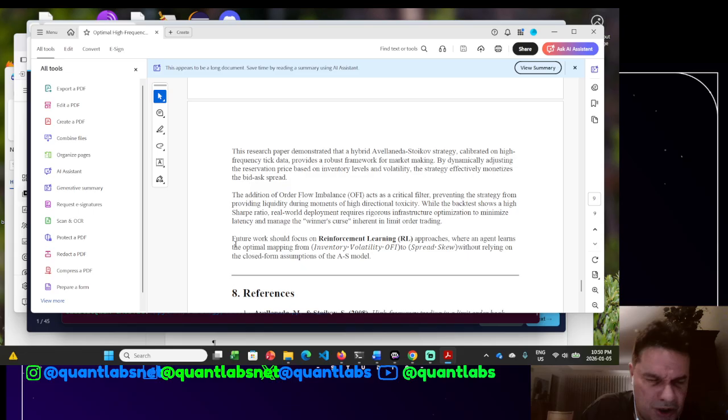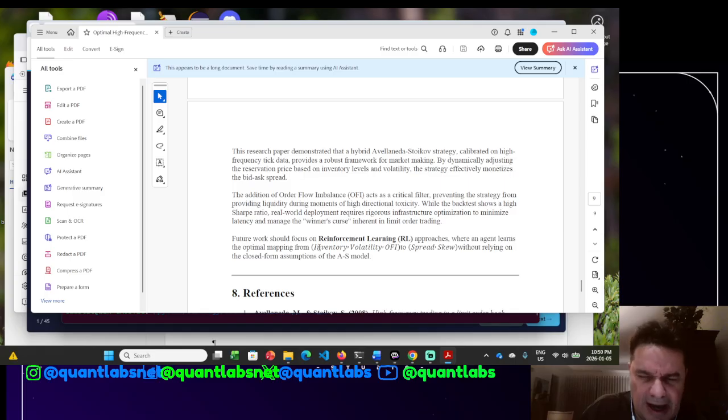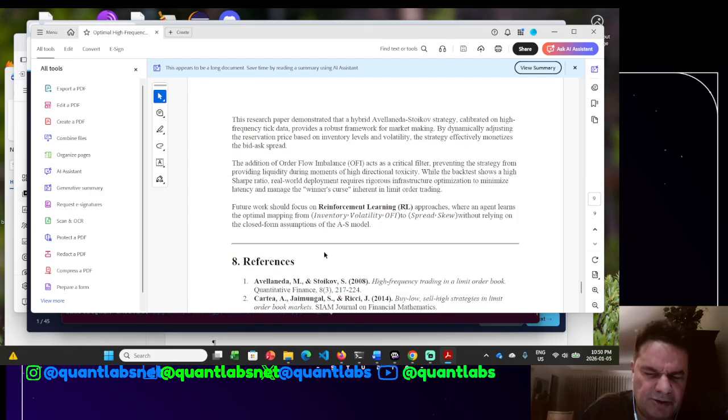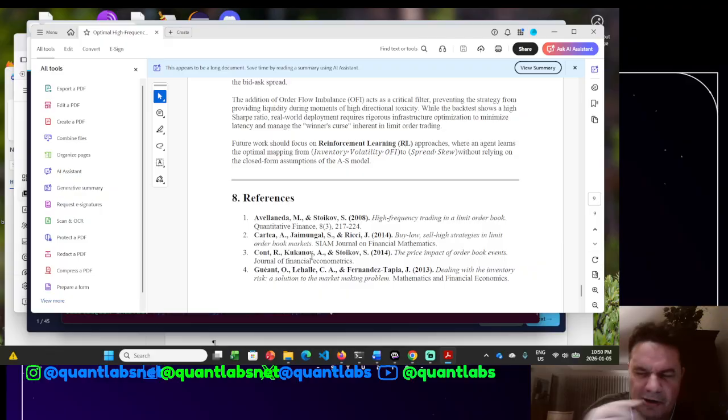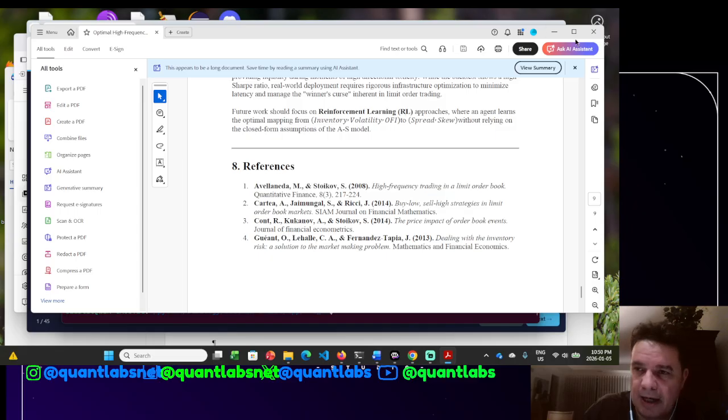So future versions, you could do this through AI and approach it with adding reinforcement learning. And now you're talking agents here, where it has optimal mapping, where you have an inventory, volatility, OFI, to spread skew without relying on a closed form assumption of the AS model. So here are your references, including the AS paper and the like. Okay, so you can find it in that document.